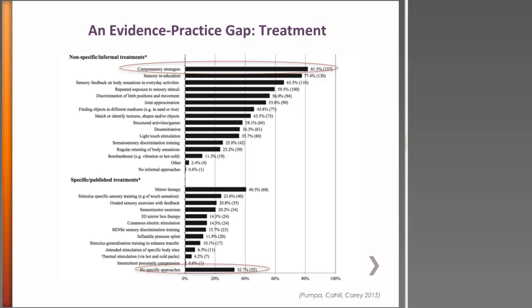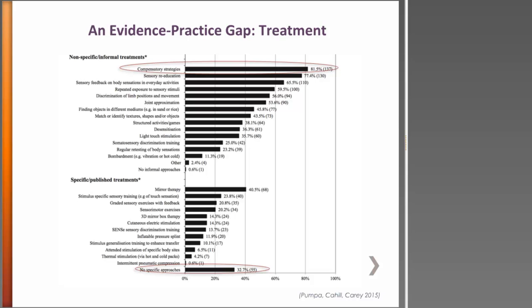But what we find is that these compensatory strategies don't always align with the state of neuroscience and what we know now in terms of neuroplasticity. So when we look at the specific or published treatments that were being provided, 32.7% of those that responded are not using any specific approaches at all to target sensation.